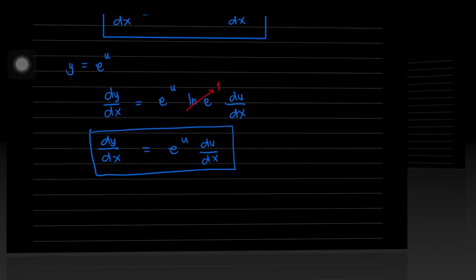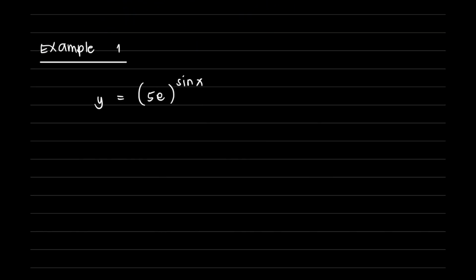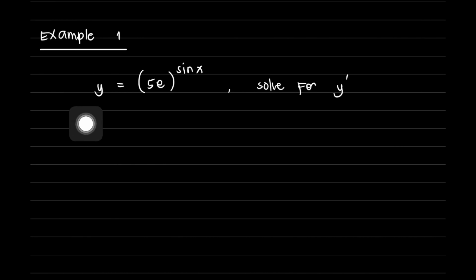To illustrate the derivative of exponential functions, let's have this first example. We are given y equals the quantity 5e raised to sine of x, and we're going to solve for y prime. This is an exponential function wherein the base is a constant and it is raised to a variable, which is sine of x. So the question here is, what would be the formula that we are going to use?